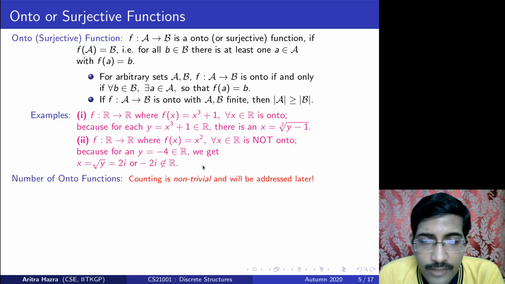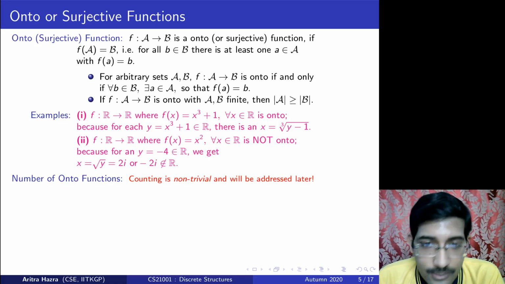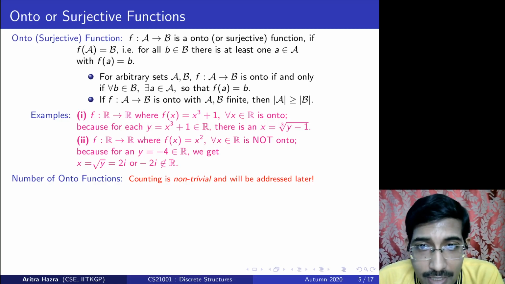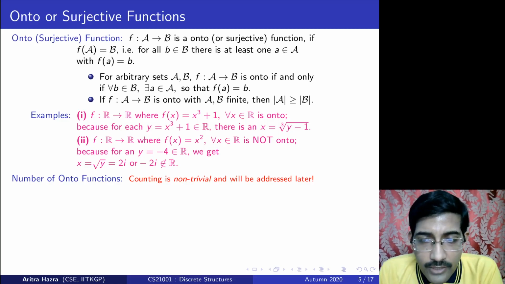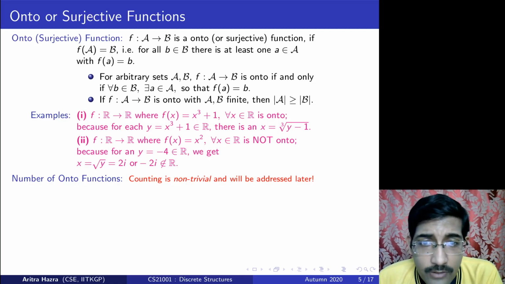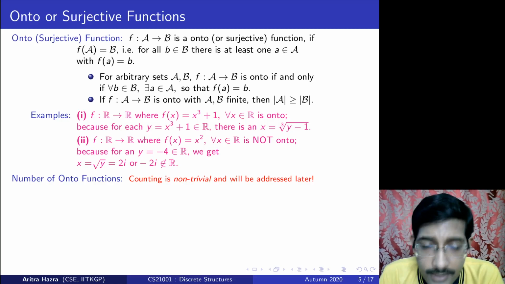So you might be tempted to think about the number of onto functions possible. However, this counting is not like your product rule, but you may surely try it out and see where it fails. Maybe at the end of the next lecture, we will come back to this problem when we are more conversant with functions and their properties, because it is non-trivial and we will address it.